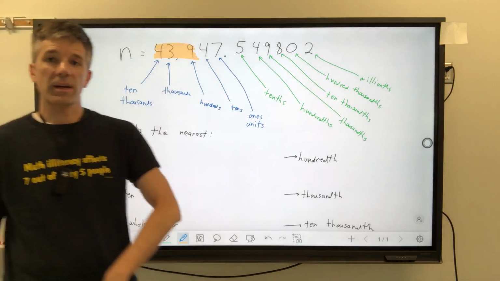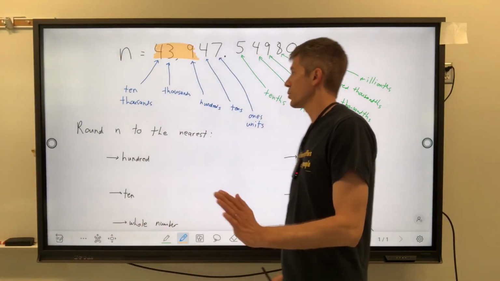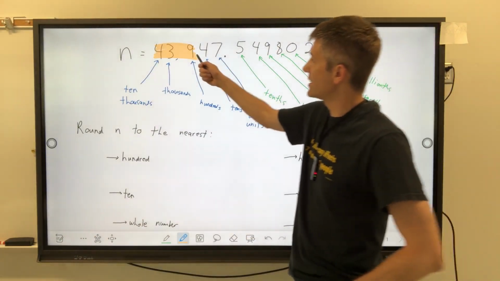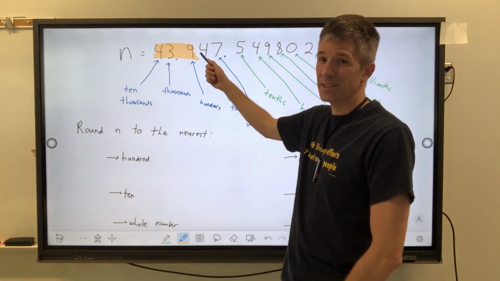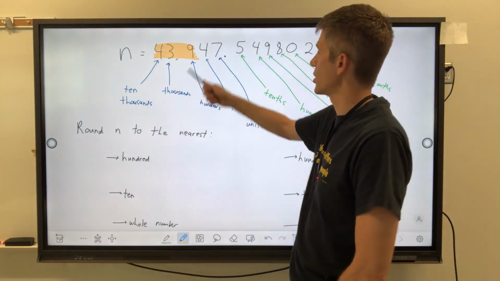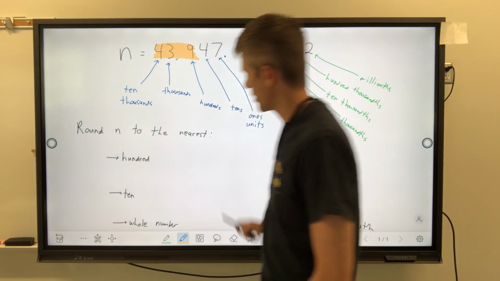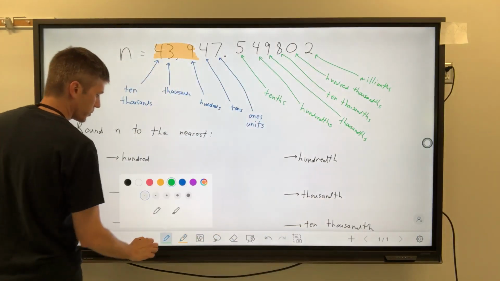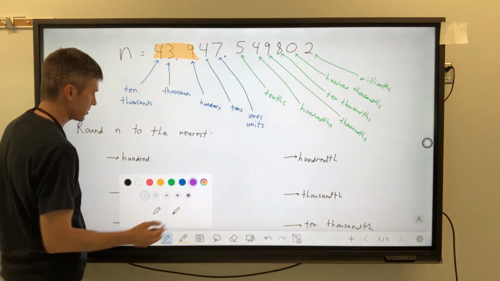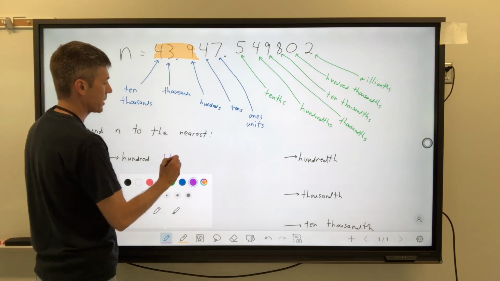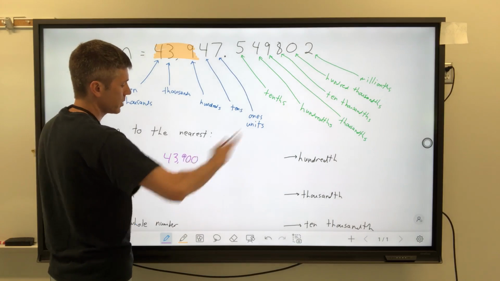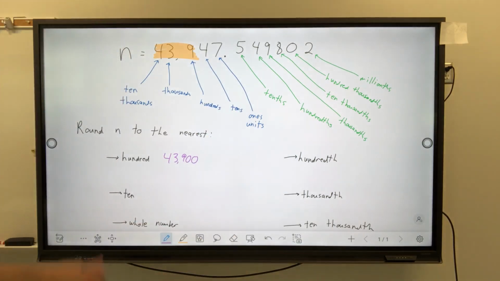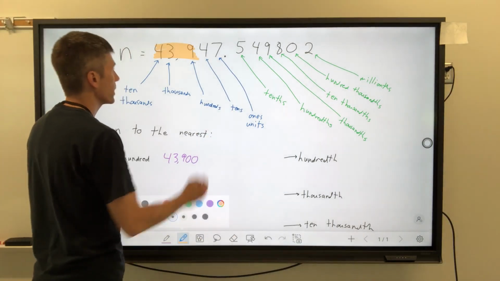And now I have to ask myself, am I going to round this 9 up or keep it the same? And you know the rules, if this is 4 or less, keep it the same. 5 and up, round it up. So this is a 4, it does not go any higher. So therefore, this one is not, well, let's go purple just for fun. This is not going to round up anymore, and we're going to go 43,900, no decimals necessary, okay? Now we're going to go to the nearest tens place.